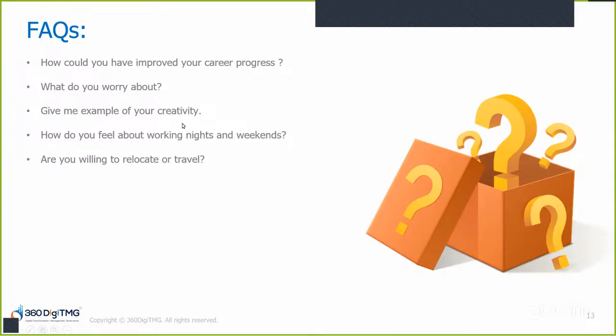Okay, give me some example of creativity. How do you feel about night shifts and weekend shifts? Okay, are you willing to relocate? Okay, or travel? If there is any career gap, why did you have this career gap? So these kinds of frequently asked questions you can expect in your interviews. Okay, so if it is related to the technical side, then it will be a key plus point to get that job.